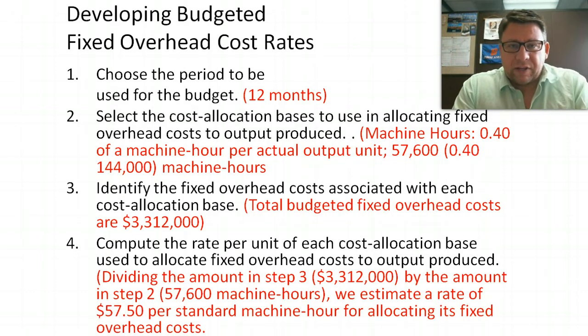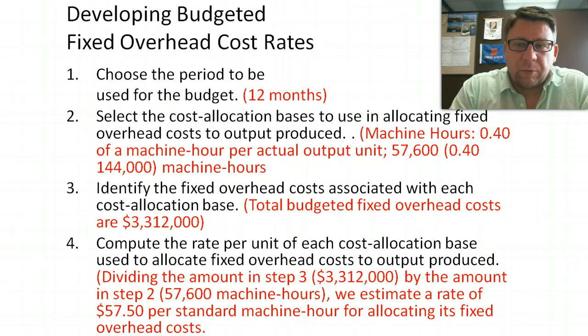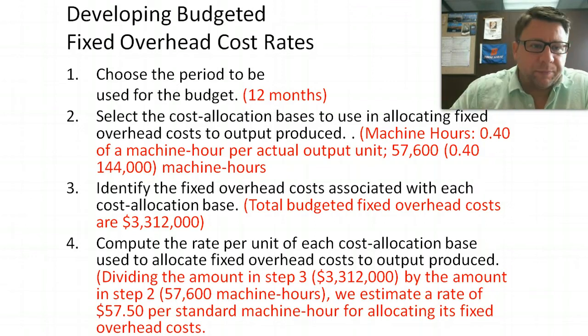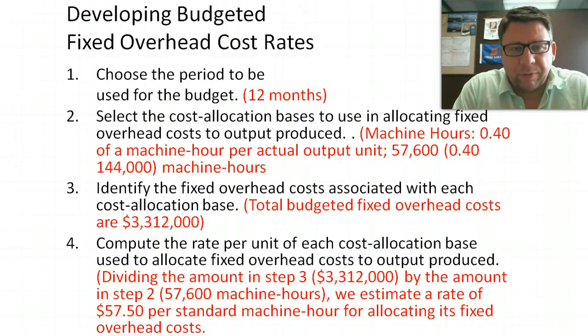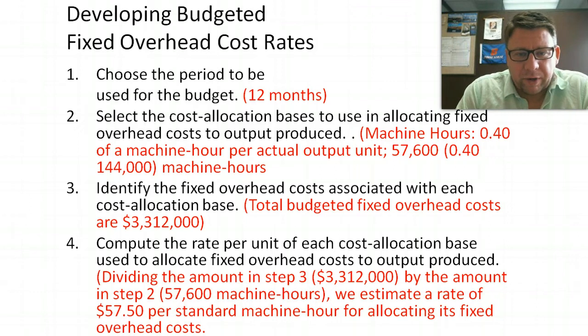So I'm kind of using the same data that we've used throughout the prior podcasts. In this case, we have this four-step process where we develop the fixed overhead cost rates, just like we did with the variable. So we pick our period of time, which is going to be 12 months. We select our cost allocation basis, and we're going to use machine hours, just like we did with variable.